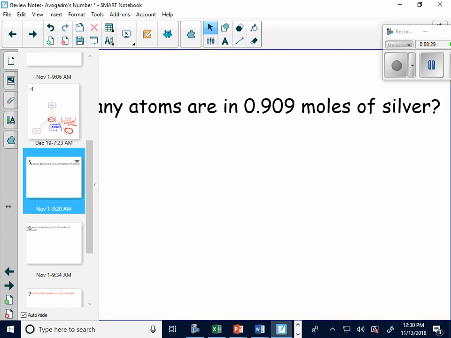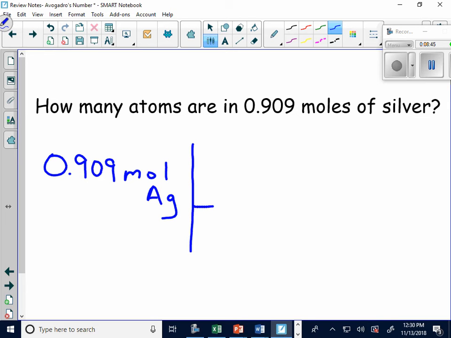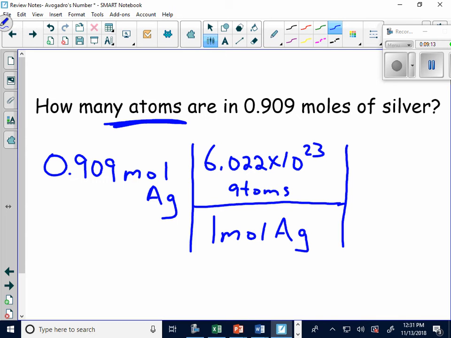So as I come back to my problem, I write out that I have 0.909 mole of silver. Silver is Ag. Once I set up my conversion box, I want mole of silver to cancel. So I'm going to put that mole of silver on the bottom so that it cancels. And on the top, I want to go to atoms of silver. So I'm going to put Avogadro's number of atoms of silver.